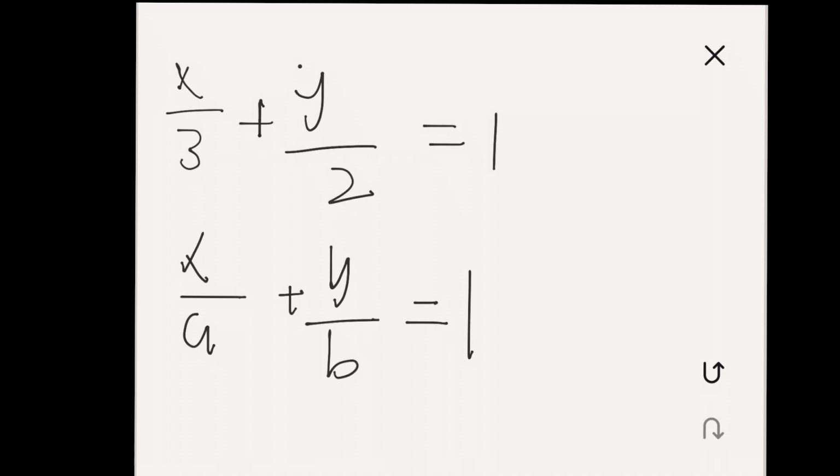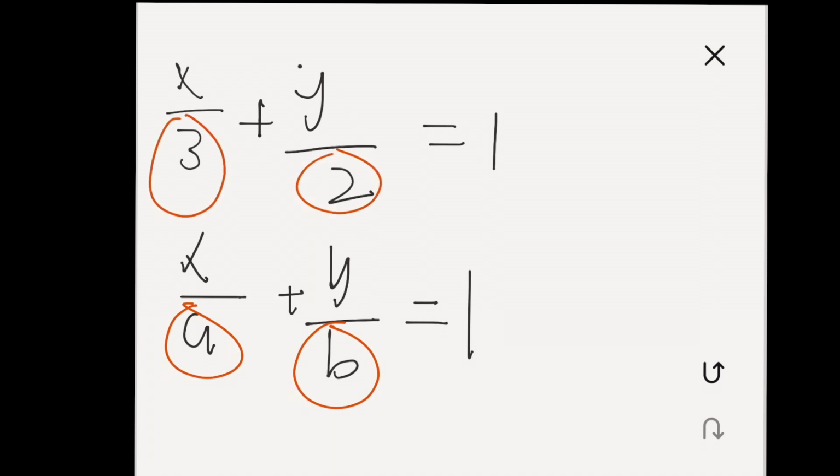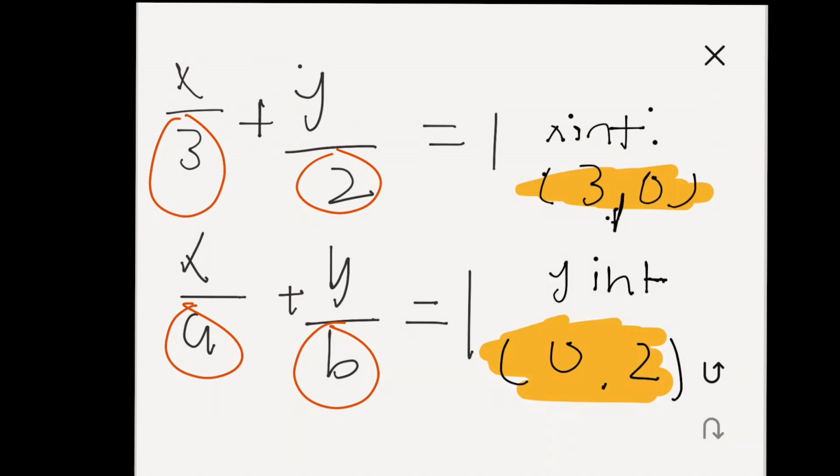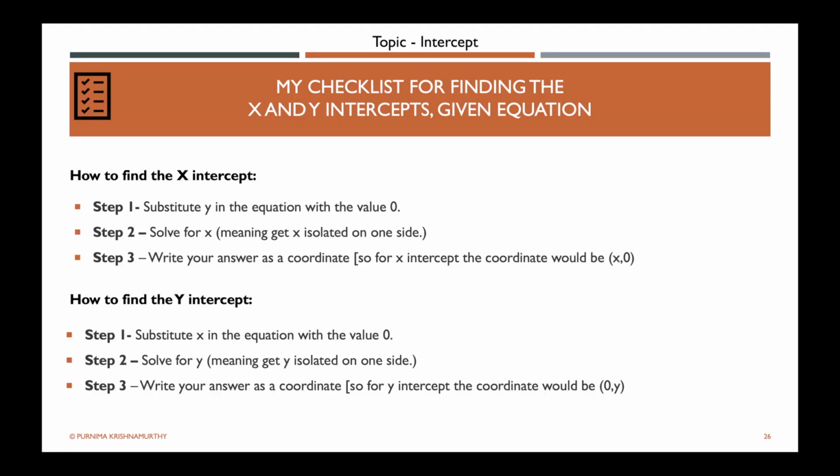How do we find the x and y intercepts? a is the x-intercept and b is the y-intercept. Therefore, from our equation, we can see that 3 is the x-intercept and 2 is the y-intercept. Those are your two intercepts to the equation 2x plus 3y equals 6. Here is my checklist on how to find the x and y intercepts from looking at an equation.